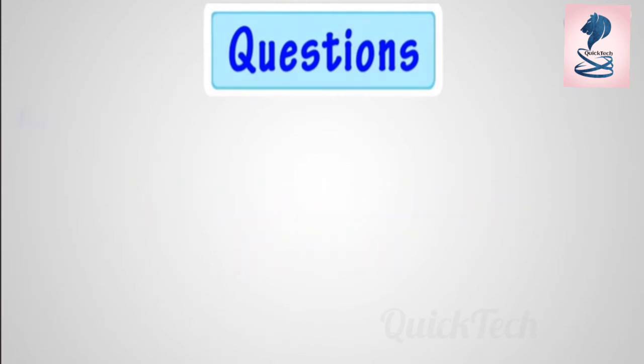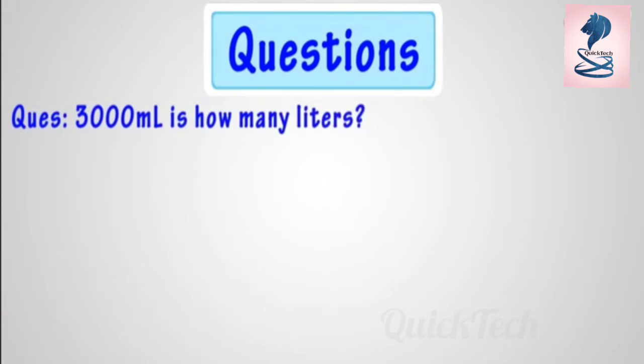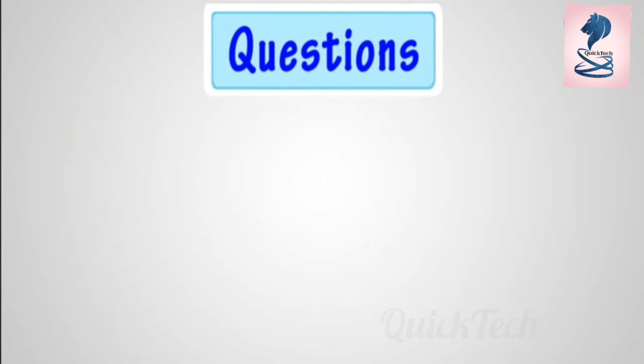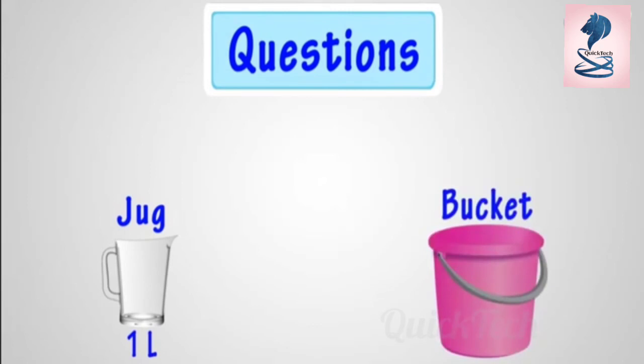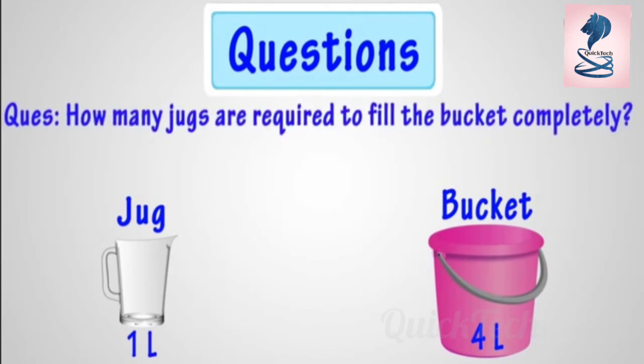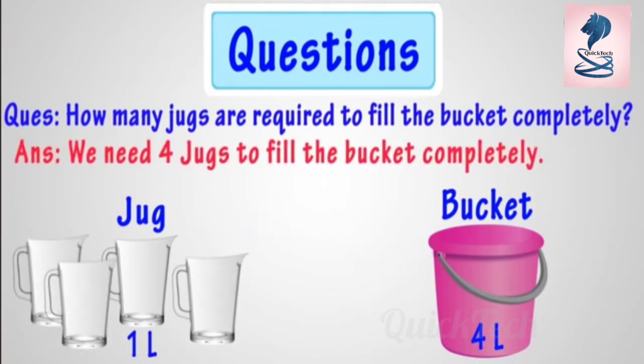Now, 3,000 milliliters is how many liters? It is 3 liters. Good. Here we have a jug whose capacity is 1 liter. And we also have a bucket whose capacity is 4 liters. Then, how many jugs are required to fill the bucket completely? 1 jug will contain 1 liter of water. So, 4 jugs will make 4 liters of water. So we need 4 jugs of water to completely fill the bucket.